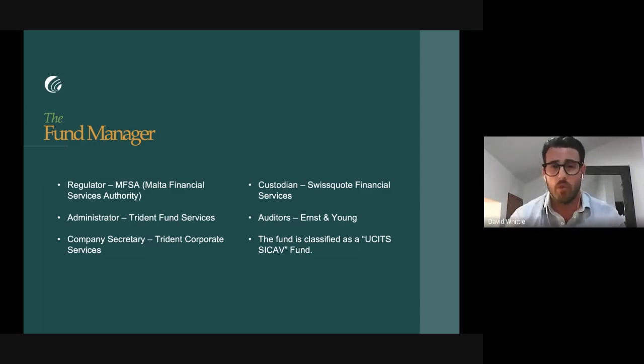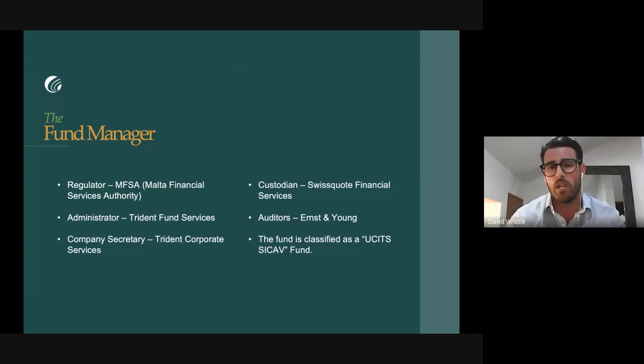So our fund manager, as I mentioned earlier, is a regulated fund manager. We are an introducer to them. They've been established since 2015 and are regulated by the Malta Financial Services Authority. They have an administrator in place, Trident Fund Services, a custodian in place, Swissquote Financial Services, and an auditor in place, being Ernst Young.